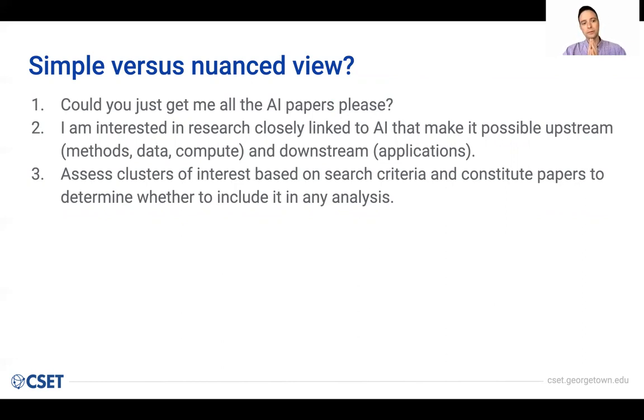Furthermore, we can assess clusters based on search criteria. So for example, we search for AI clusters, and we get a large set of papers that are in these AI clusters. Some of them may call themselves AI, others may not. But then you can look at this whole set of papers that are in AI clusters, and you can call it the AI field, but it's a much broader AI field connected to applications and methods and data and other research results that are needed for successful AI research.